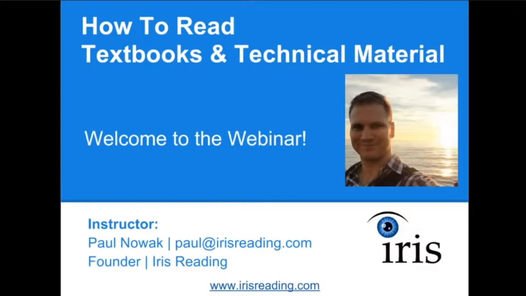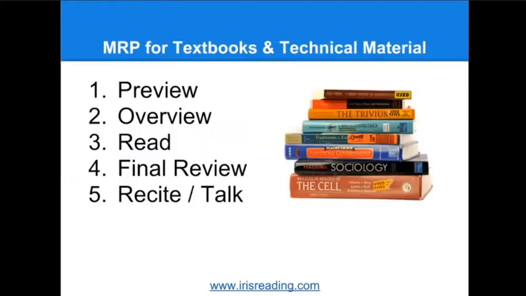Maybe they have to read it for school. So there are a number of ways that we can get better comprehension. And I want to start with this basis of what we discussed in previous webinars about the multiple reading process, where you preview, overview, read, do a final review, and then maybe recite or talk about something. We can apply this to textbooks. Actually, this process is ideal for reading textbooks or technical material.